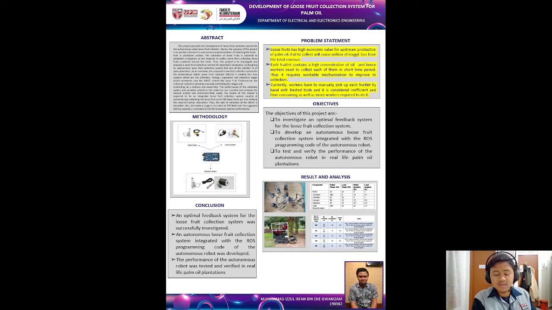From the problem statement, we can determine the objectives of this project. Firstly, to investigate an optimal feedback system for the loose fruit collection system. Secondly, to develop an autonomous loose fruit collection system integrated with the ROS programming code of the autonomous robot. And thirdly, to test and verify the performance of the autonomous robot in a real-life palm oil plantation.